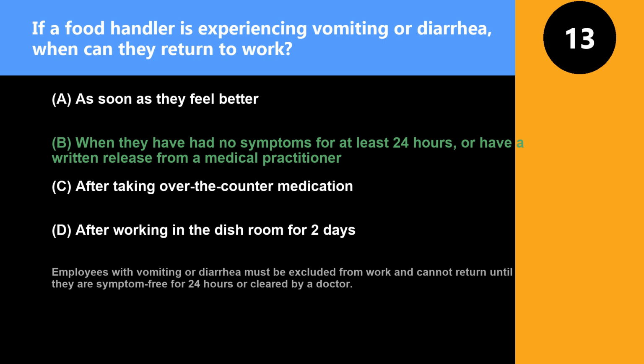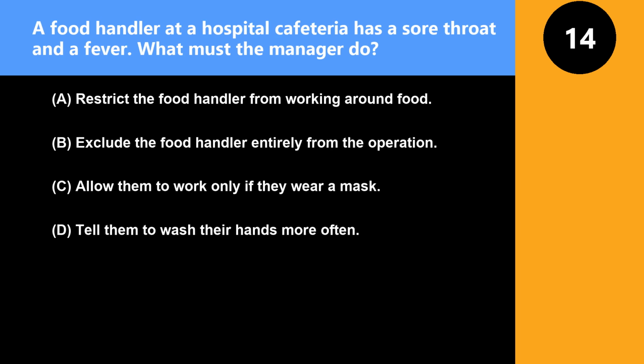Employees with vomiting or diarrhea must be excluded from work and cannot return until they are symptom-free for 24 hours or cleared by a doctor. Question 14. A food handler at a hospital cafeteria has a sore throat and a fever. What must the manager do? Option A, restrict the food handler from working around food. Option B, exclude the food handler entirely from the operation. Option C, allow them to work only if they wear a mask. Option D, tell them to wash their hands more often.